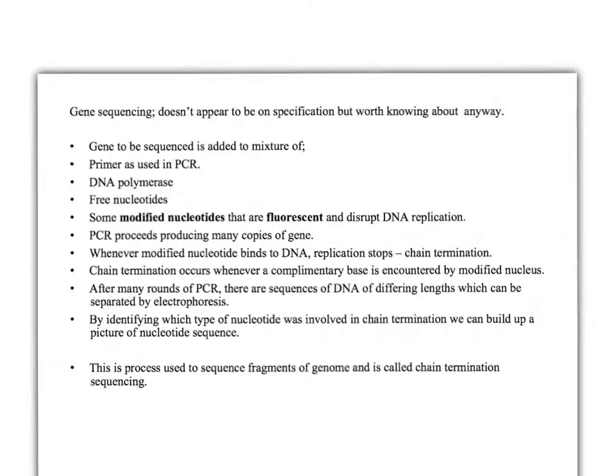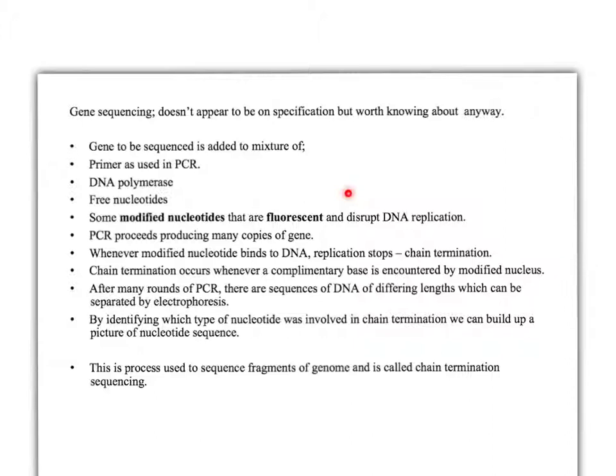Okay, so just in summary, that's quite complicated. We've put our primer, DNA polymerase, free nucleotides and modified nucleotides all into a PCR machine. We do lots and lots of cycles of PCR, so we get lots and lots of different size lengths of DNA. We then separate those lengths of DNA with gel electrophoresis, and then we can sequence the DNA by sequencing the different lengths of DNA we've got. Okay, so that's how chain termination is done.